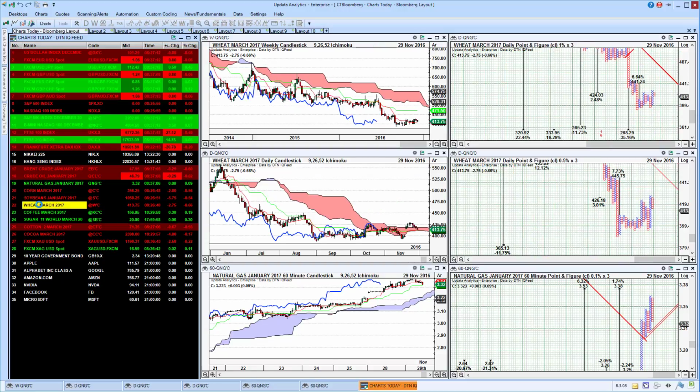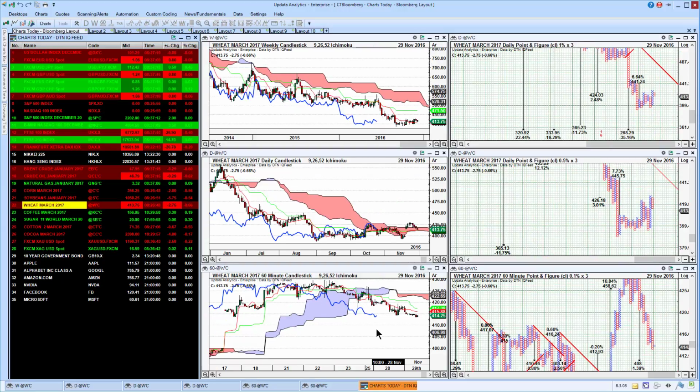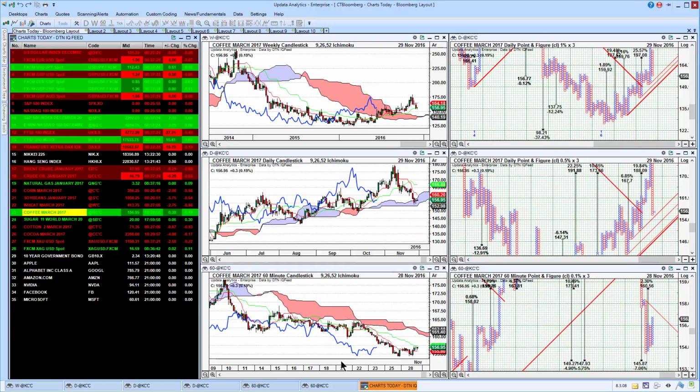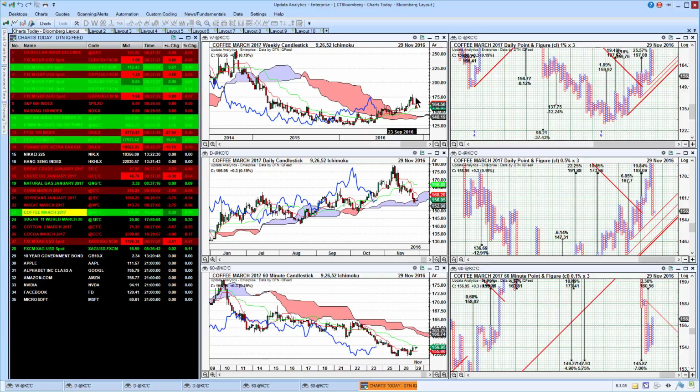If you look at some other charts, wheat is bearish in the short term below the cloud. We've got a downside potential of 1.4%, bearish on all fronts there. Coffee has had a great run recently, but is still bearish on the short-term chart. But the medium and long-term charts are starting to show some sign of transition.